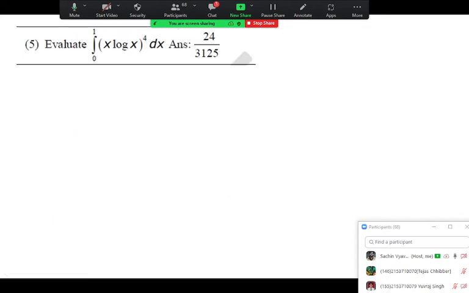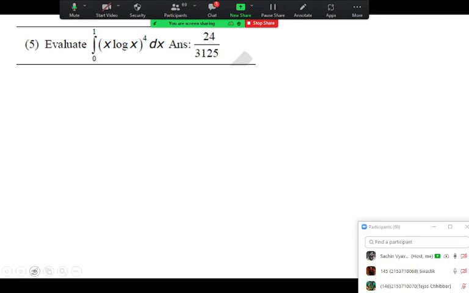Next, now the substitution. What should be the substitution here? See the log x, we'll take log x is equal to minus t. Yes, correct, Swastik. Log x is equal to minus t.